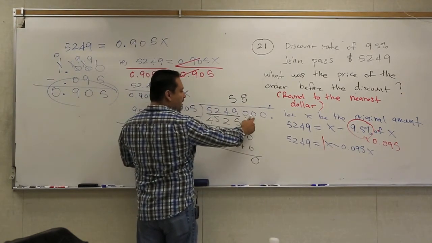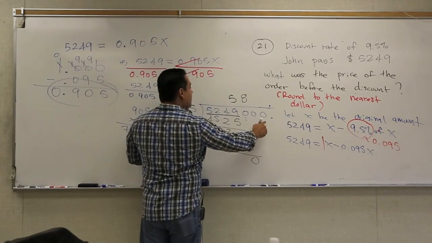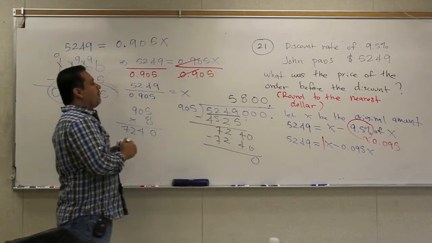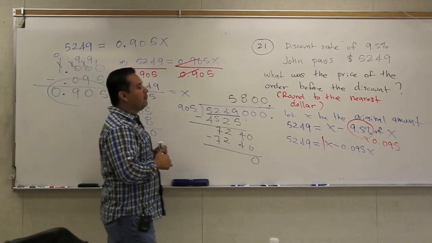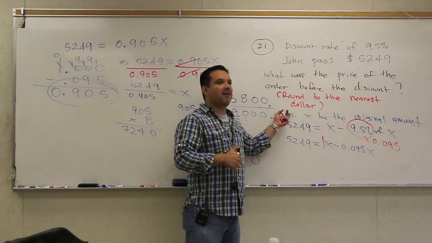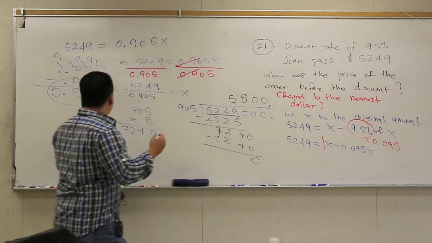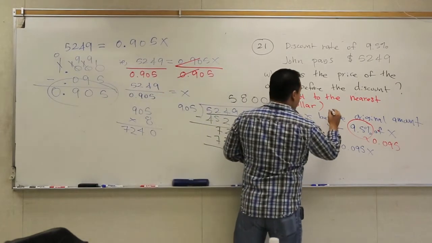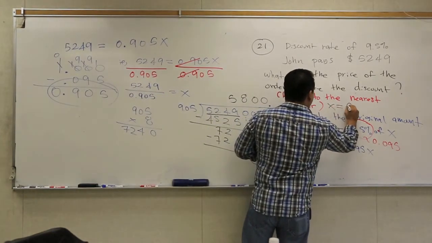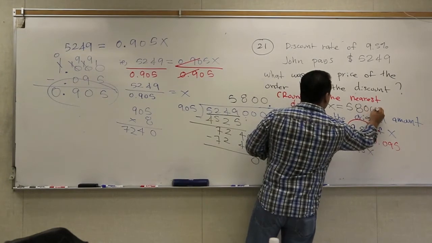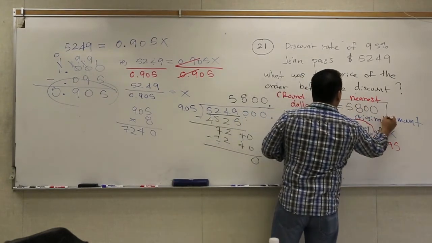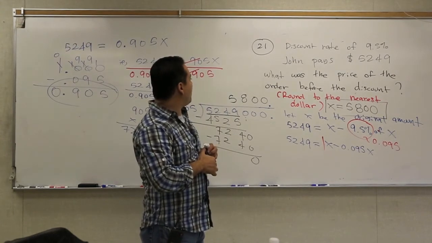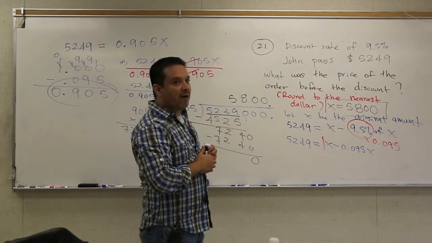What happens if you do this process with 2 more zeros? Bring them down. You bring them down, but you're going to really end up with 2 zeros there. And is that to the nearest dollar? Actually, it is. So what's the original amount for x? Yeah, we'll put it right here. X equals $5,800. So guess what's the story? What was the price of the order before the discount? $5,800.